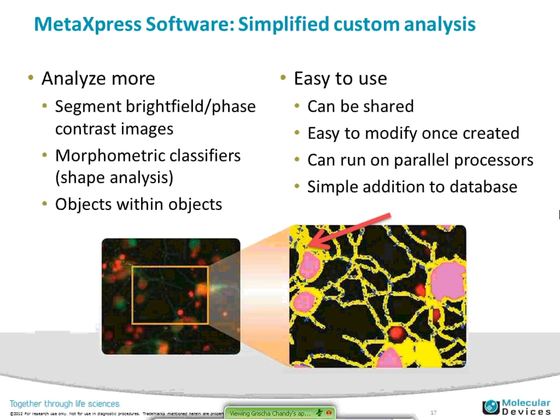A little bit about custom modules. This is much newer, and I don't believe Julian is using any of these in his talk. You can analyze much more than you can with the modules or with journals, but what's nice about it is it's a simple interface. You can segment bright field and phase contrast images. There are ways to bring in morphometric classifiers and shape analysis. You can find objects within objects, and here we're showing finding puncta associated near nuclei or even on neurites. Once created, they can be shared. They're easy to modify. They can be run on our parallel processing tool, MetaXpress PowerCore, just like the modules can. And once you save them, it's a simple addition to the database.